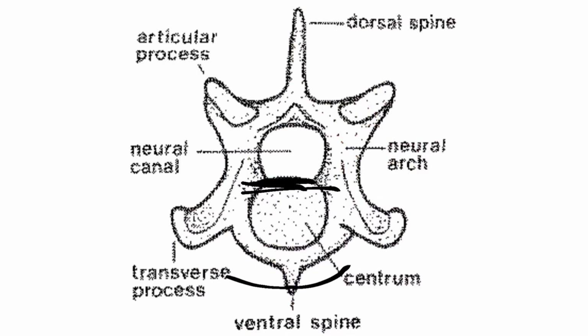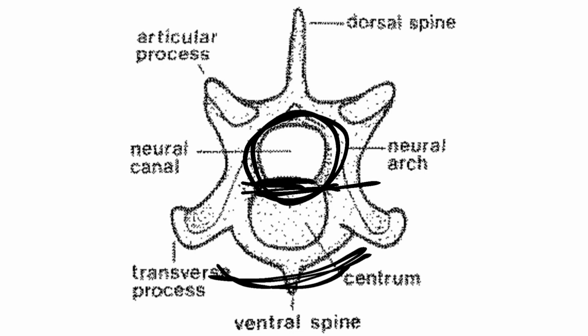Now, let us look at the 2 surfaces of the body. The first one is the dorsal surface. The dorsal surface of the body is flat and forms the floor of the vertebral foramen. And the ventral surface of the body has the ventral spine. This is the ventral spine, to which the muscles and ligaments get attached.